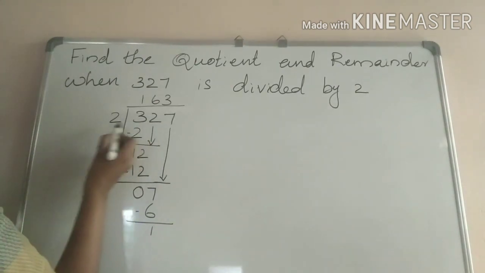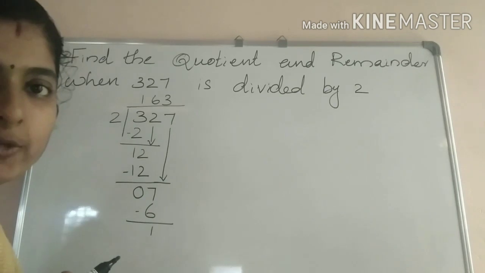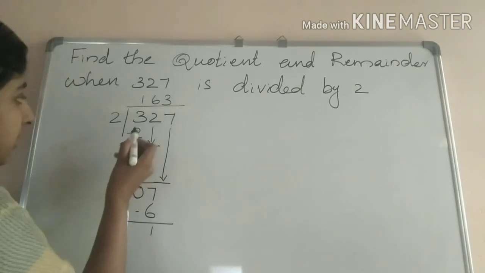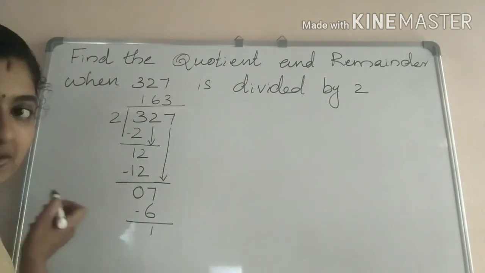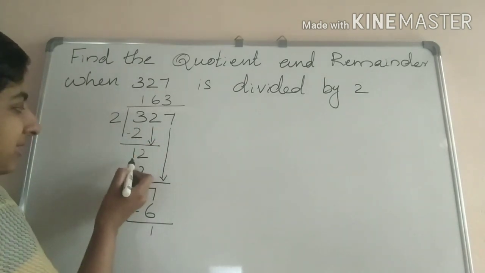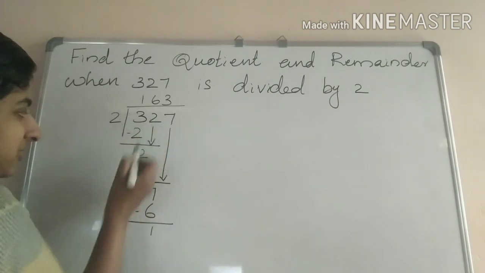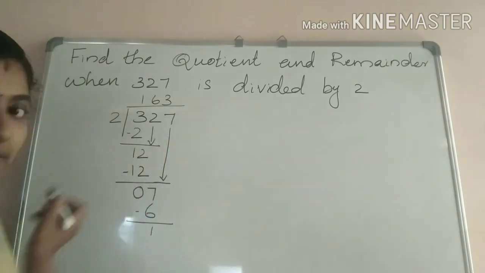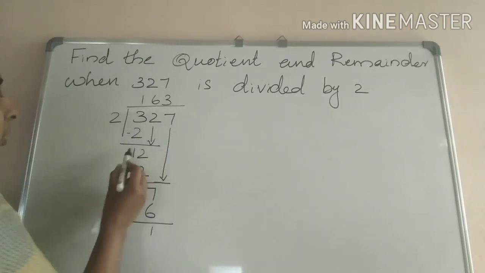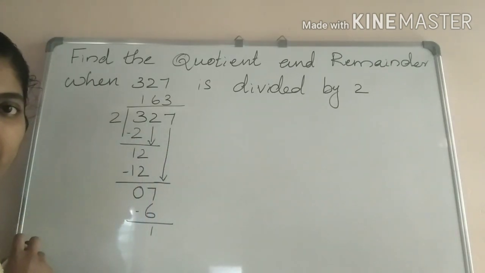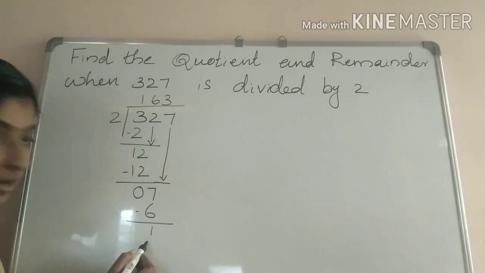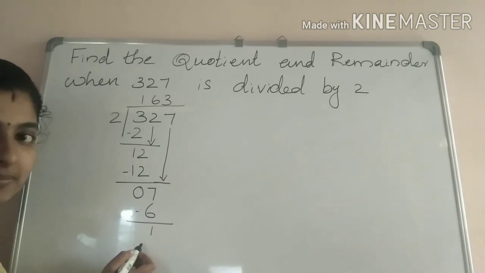Here this 3 is not completely divisible by 2, isn't it? So this 3 has one balance. 3 minus 2, one balance. Thus that 1 and next number, that is 12. So this is with regrouping and with a remainder.